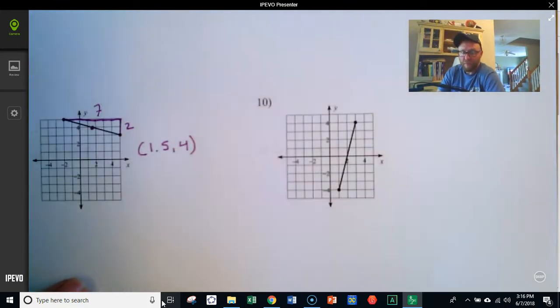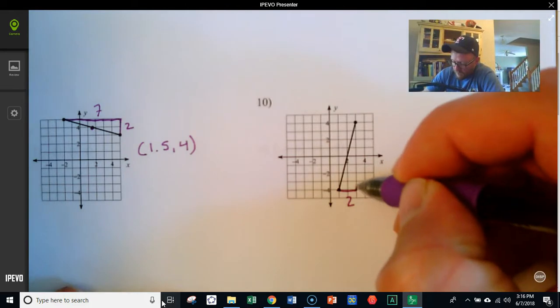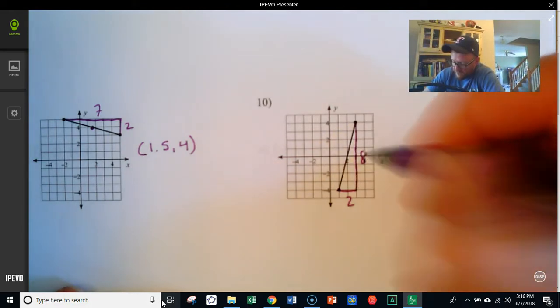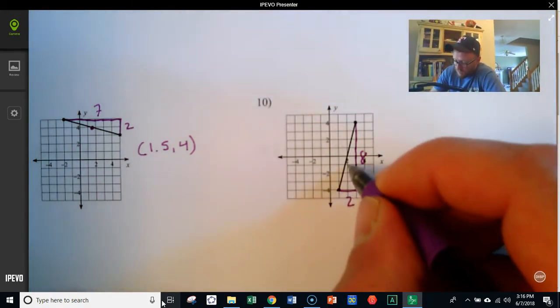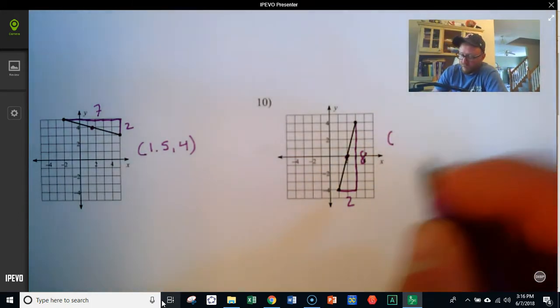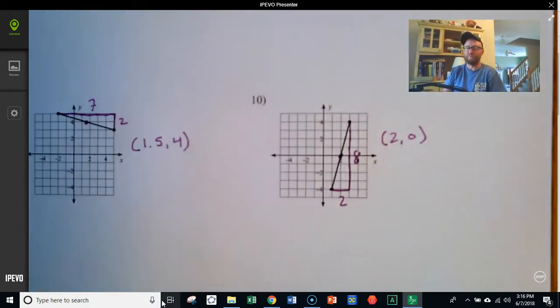Okay. Here, going over 2 and up 1, 2, 3, 4, 5, 6, 7, 8. So that's over 1 and up 4. And it's on the grid line, so it's easy. You don't do any calculating. Coordinates are 2, 0.